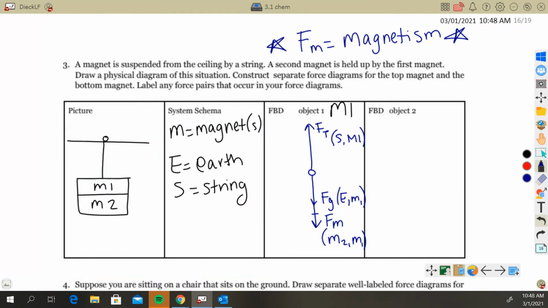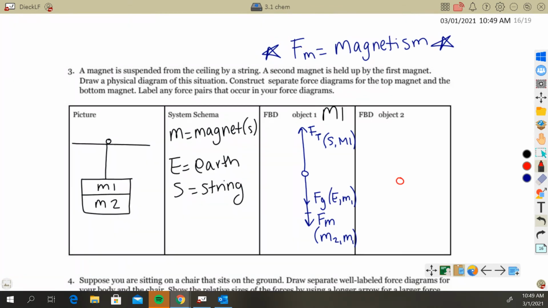All right, with knowing that, I want you guys to take a second and try to draw your free body diagram for magnet number 2. What is a force that magnet number 2 is experiencing? Gravity. Very good. Who is dealing that force? Earth. Who is feeling it? Magnet 2. What's another force it's experiencing? Magnetism. What direction? Up.